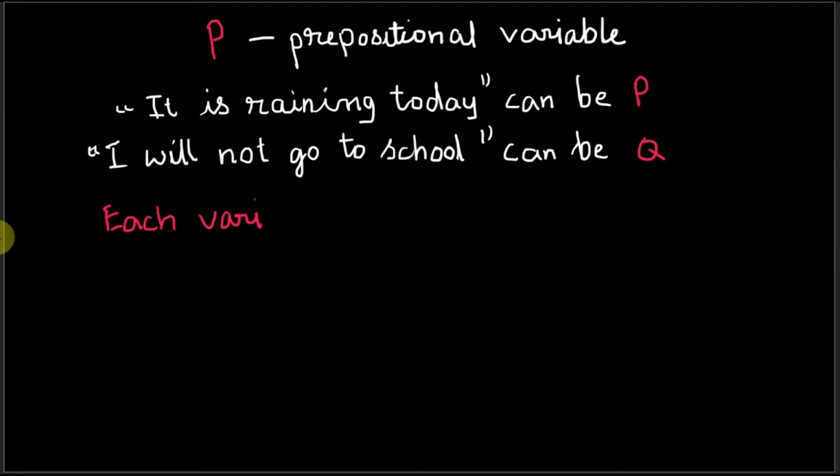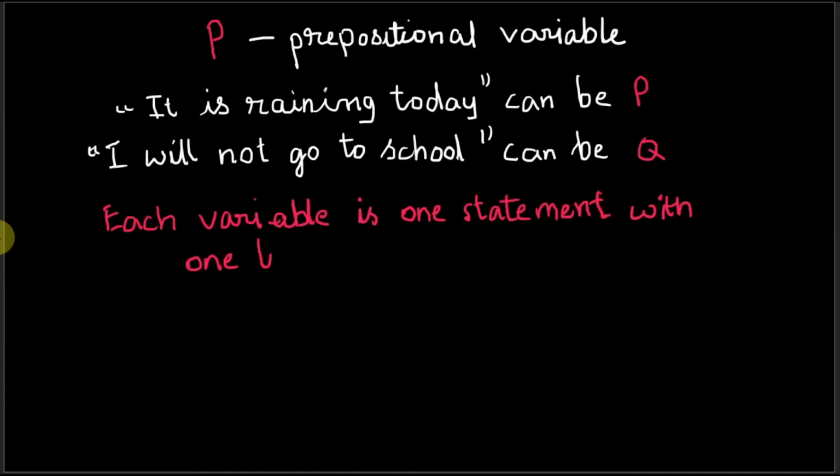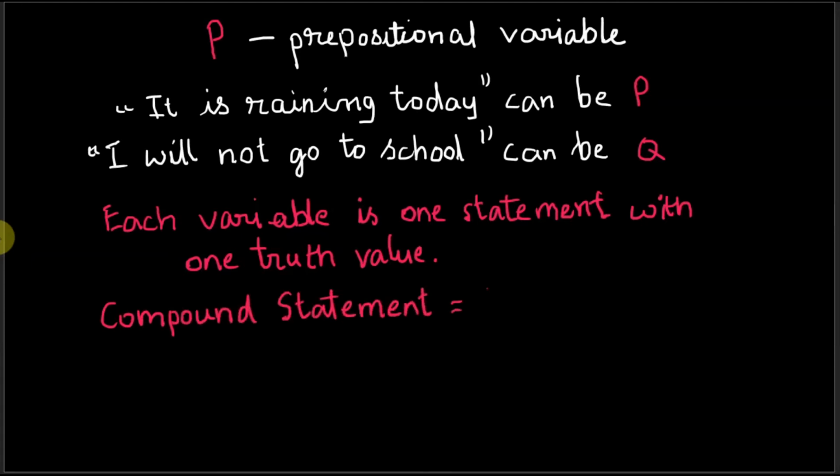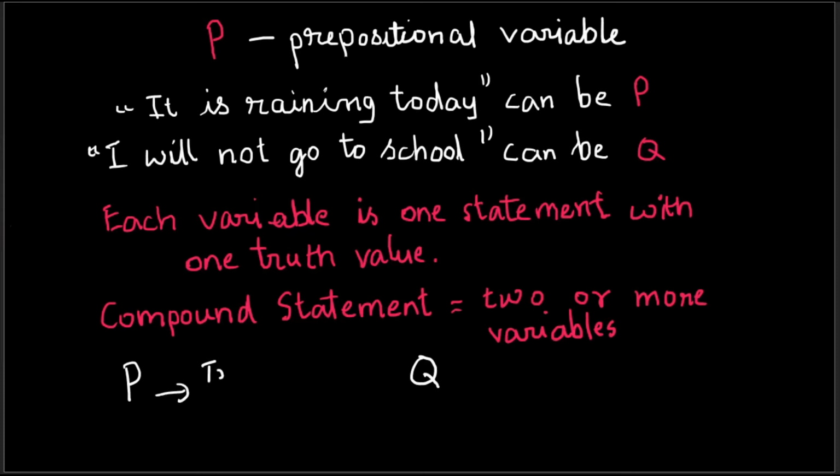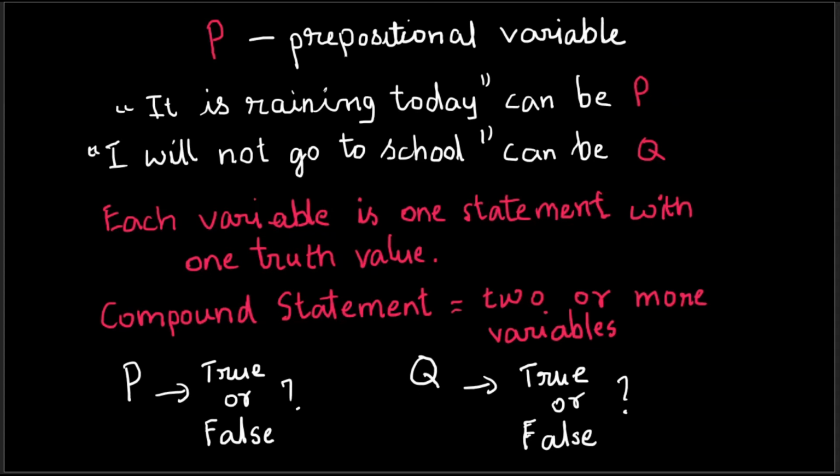So each variable is one statement with a truth value, but we can create compound statements with multiple variables. Any statement with two or more variables is a compound statement. The truth value of a compound statement is a combination of all the truth values of its propositional variables. Take for example the two variables P and Q. It is possible that P could be true or false. It is also possible that Q could be true or false.